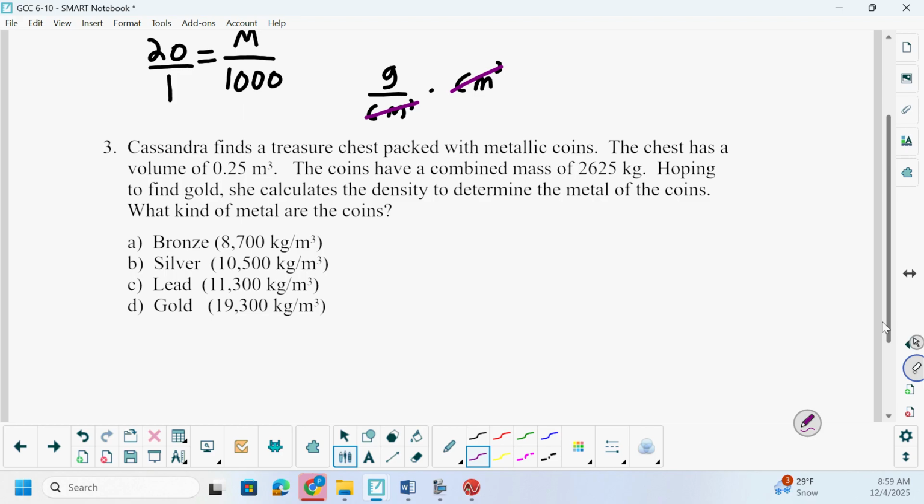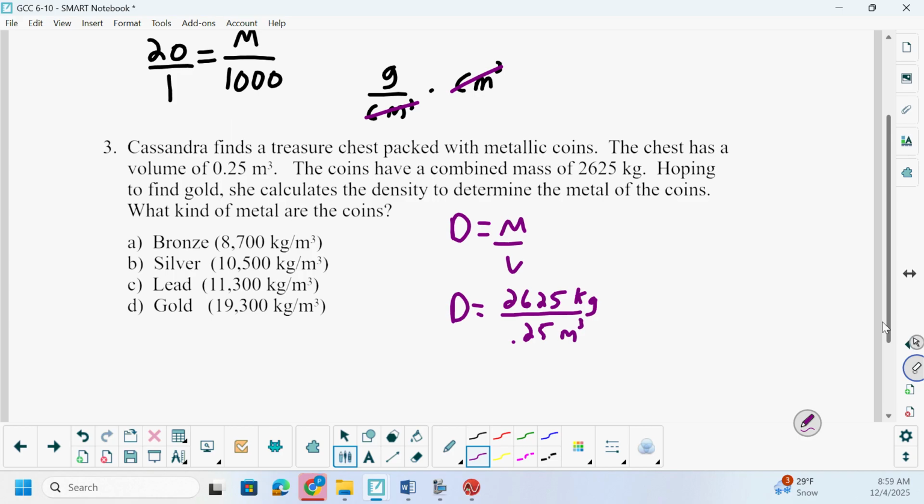So we can do this with a density. As a reminder, density is equal to mass divided by volume. So we'll take our entire mass of the coins, the 2,625 kilograms, divided by the volume, which is 0.25 meters cubed. Our units for this will just be kilograms per meters cubed.